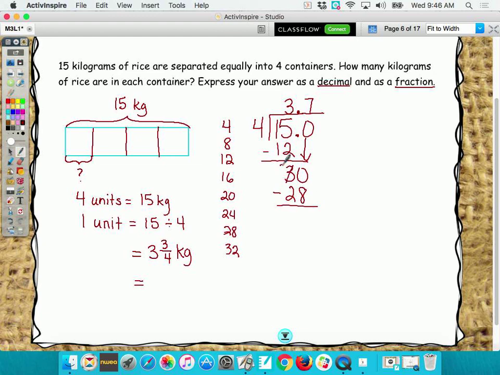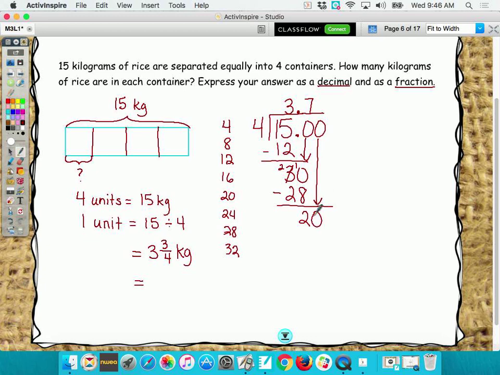And on this one, I'm going to think of the big picture, 30 minus 28. I know it's 2. But if you want to regroup, you're going to get the same answer. Okay? I'm not done because I'm going to add another 0.